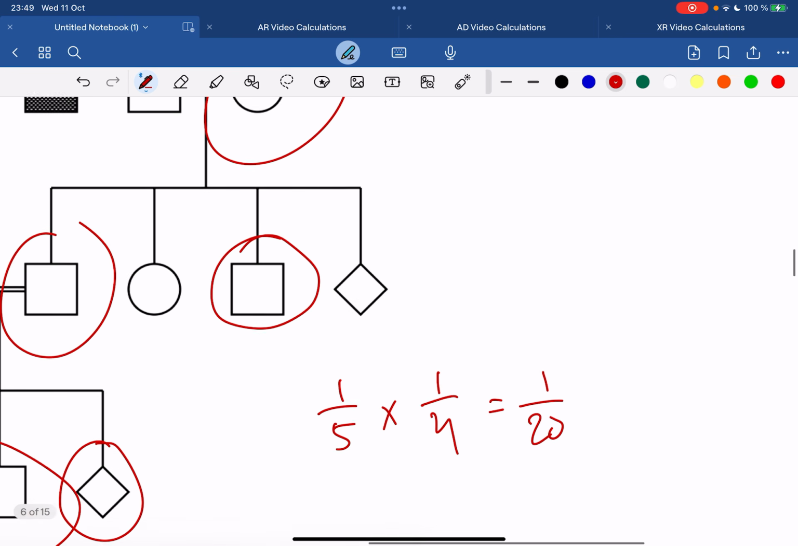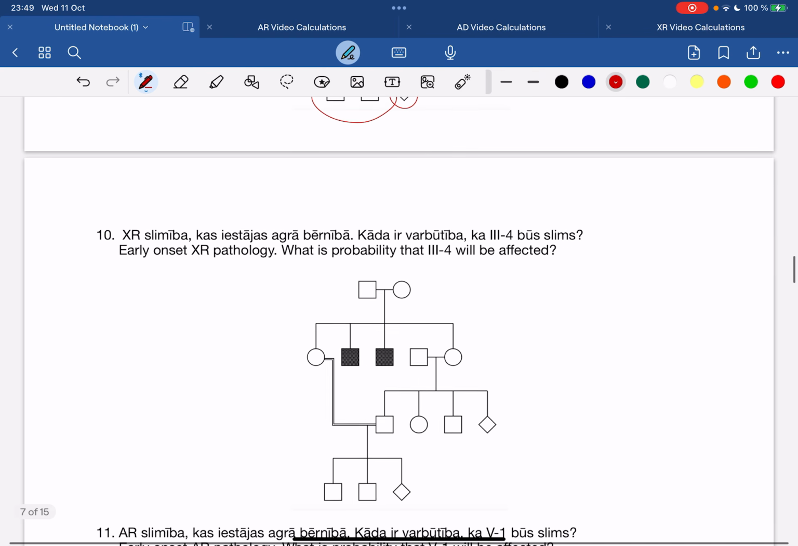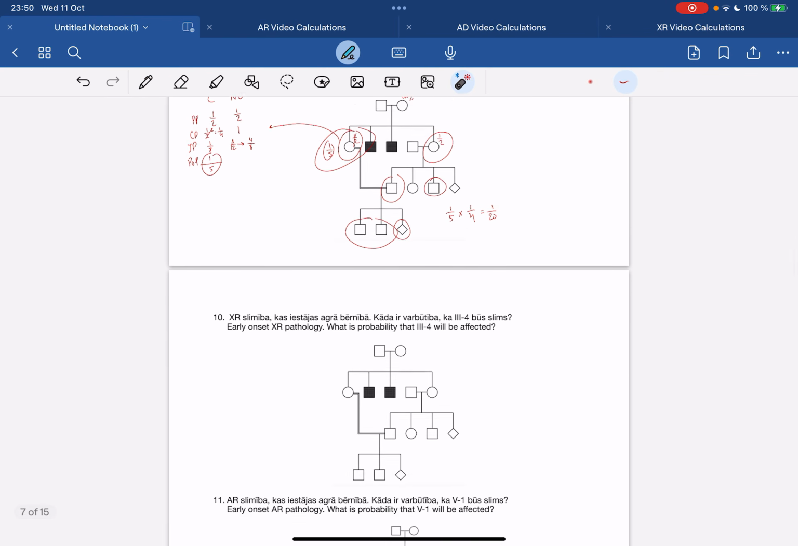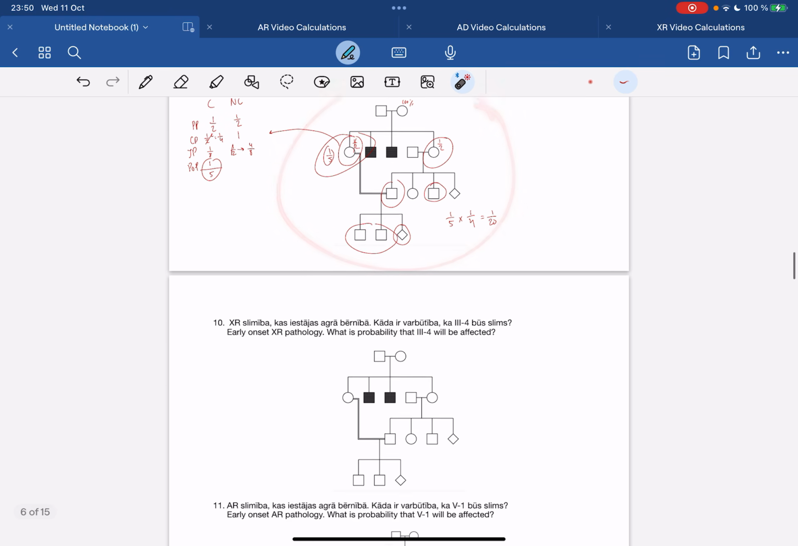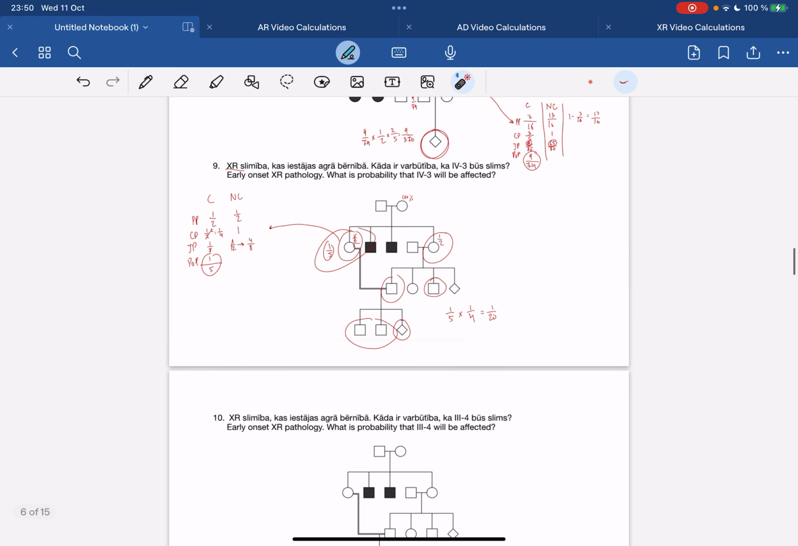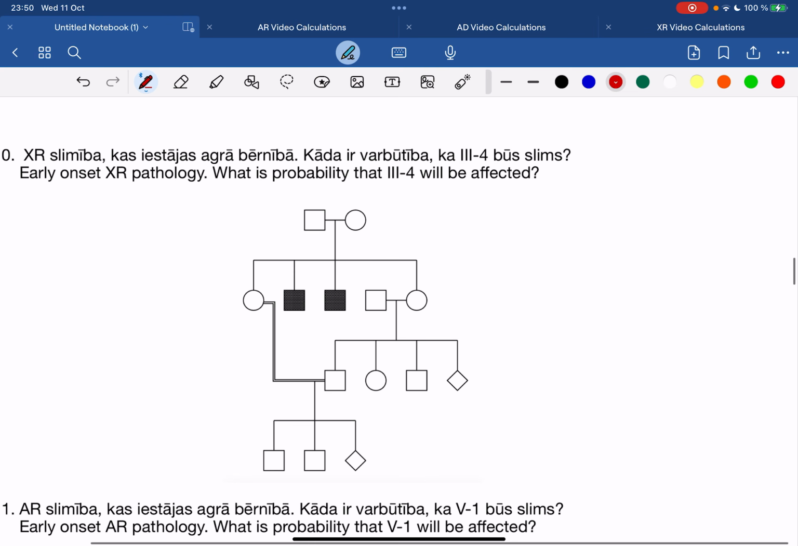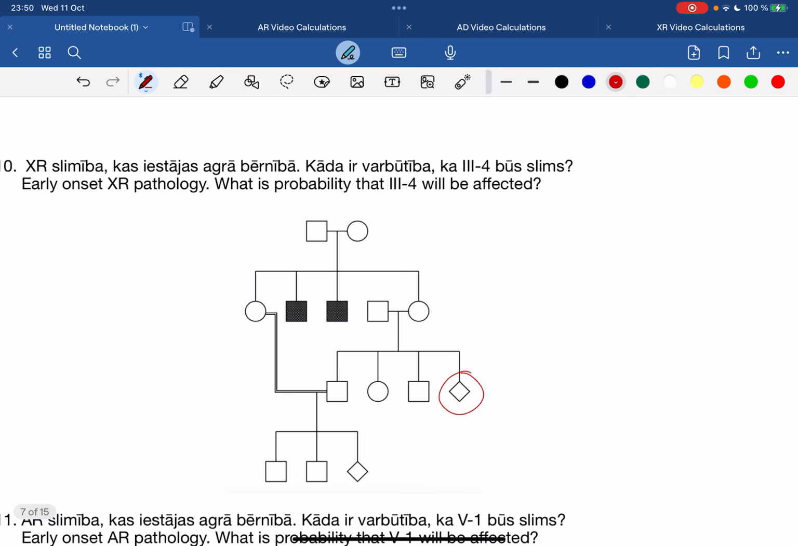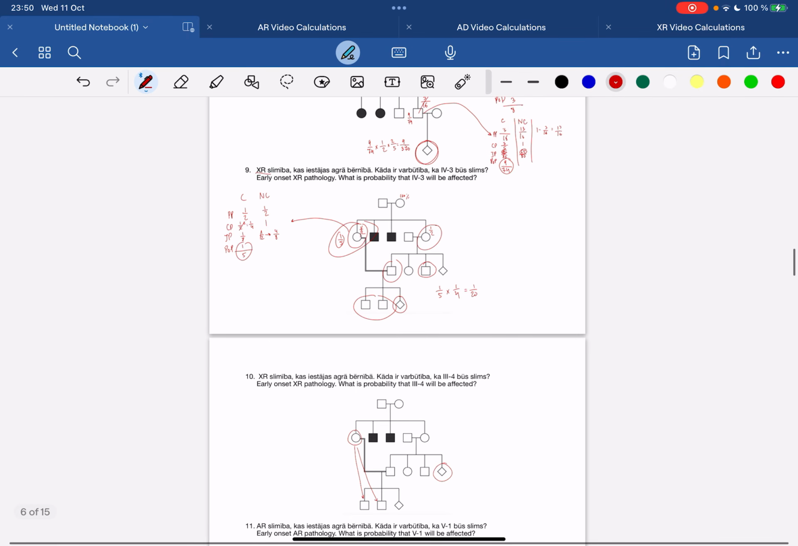Next up is number 10. And number 10 is the same as this one in terms of pedigree, but it's a little bit different. We're looking at 3/4 instead of 4/3. So we're looking at this person right here. And remember that we did calculate for this mother's chance to be a carrier according to her 2 sons, right? Her 2 sons right here.